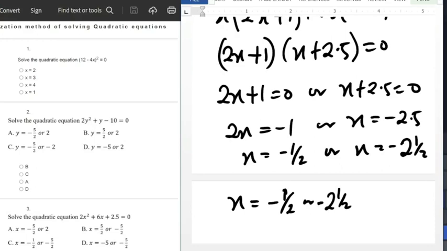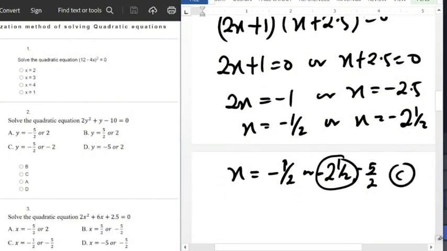So let's go to the options. Minus half or minus 5 over 2 is the same as minus 2.5. All this is very clear. Okay, so that is option C there.